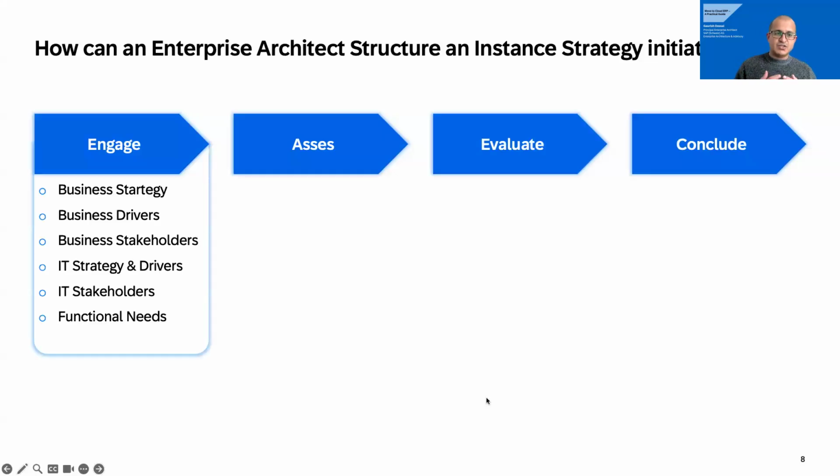So in Engage, you start with the business strategy discussion. You understand what are the drivers of the business, who are the stakeholders across the organization, who should be involved in this decision making. What is the IT strategy? What are the IT drivers, whether it's cost, whether it's centralization, whether it's having a global template?